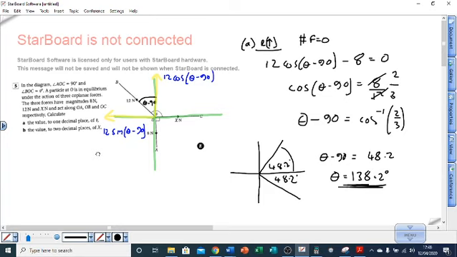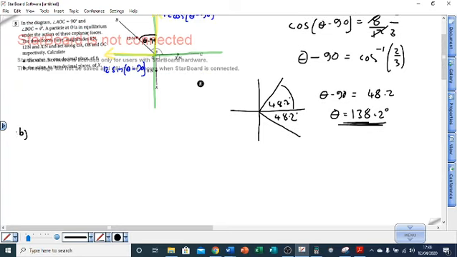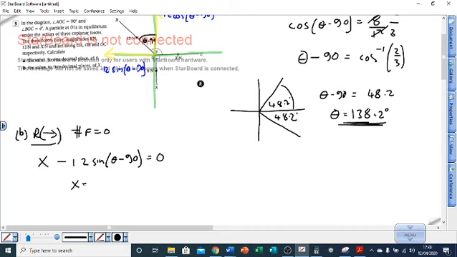Then we're on to part B. We end up resolving horizontally, and let's say to the right is positive, and we're going to use net force is equal to 0. So the positive force is x, take away the opposing force, which is 12 sin theta minus 90, and that equals 0 because we're in equilibrium. So x is simply 12 sin of theta, that's our unrounded answer, minus 90, and then we're away.